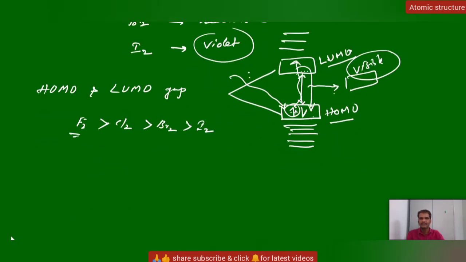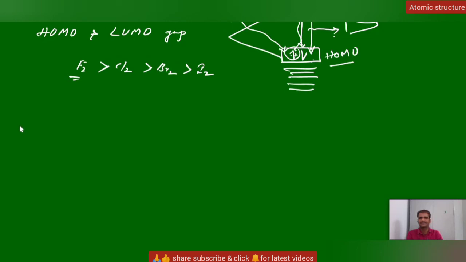And the next, bond dissociation energies. Before that, we will see the regular properties here, that is atomic radii, ionization energies, everything. First, we will go with some physical trends, top to bottom. Atomic radii.